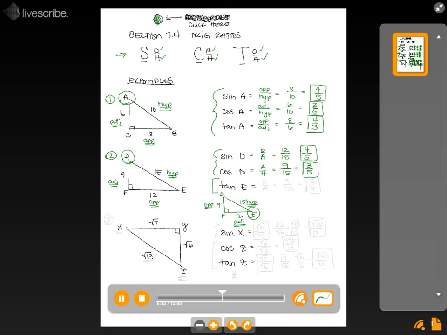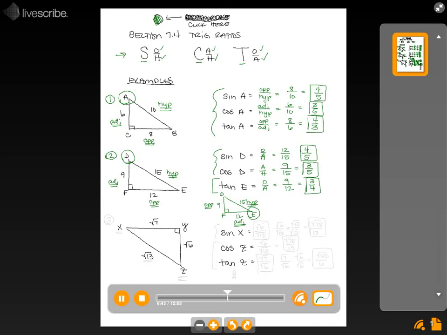Okay? That's where people start to get confused because all these will be mixed up in the same problem. You really have to pay attention to what you're doing. Okay? Let's finish this one. This one we want the tangent of E. Tangent is opposite over adjacent. Well, the opposite of E, the one across from E, is 9, and the adjacent one is 12. 9/12 becomes 3/4.